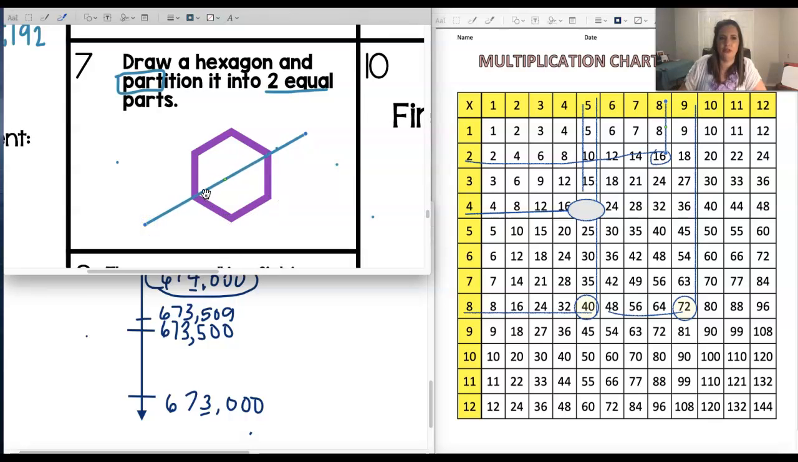What makes them equal is that I see 1, 2, 3 sides, right? If I look at the angles, they are the same. The shape is exactly the same. If I were to fold it over on top of each other, it would be the same. So a hexagon, you can go through any of the opposite vertices and make it into an equal part. If I were to fold it over on top of each other, they'd be the same size, same shape.